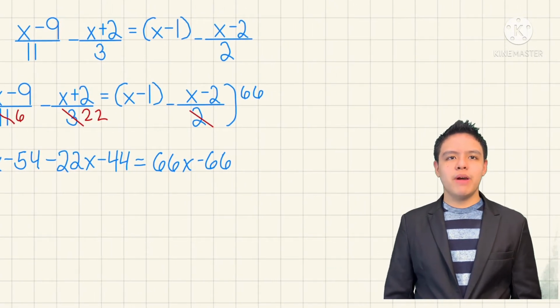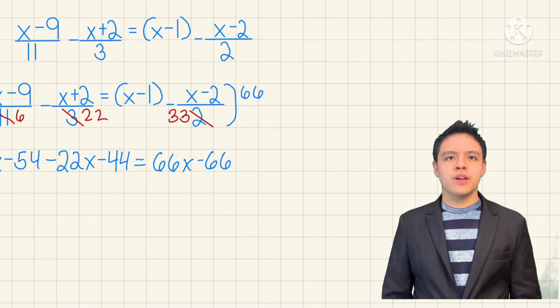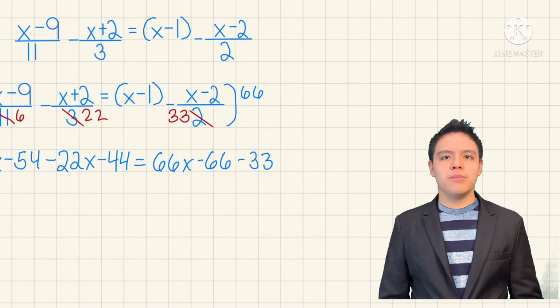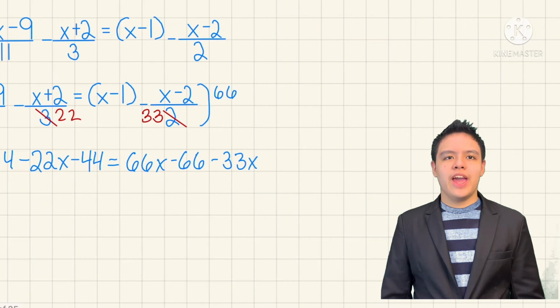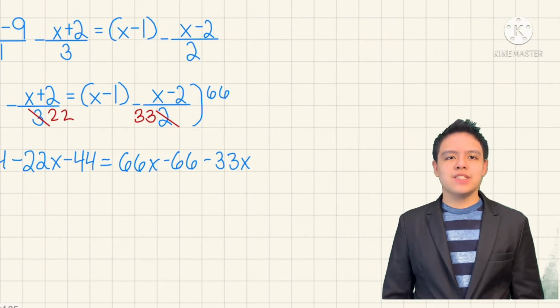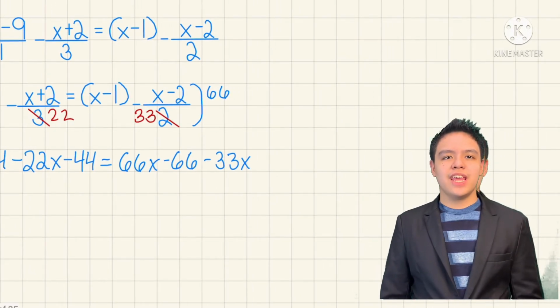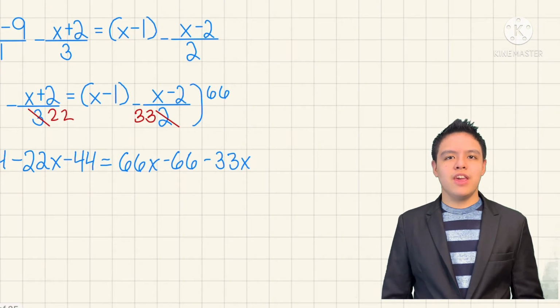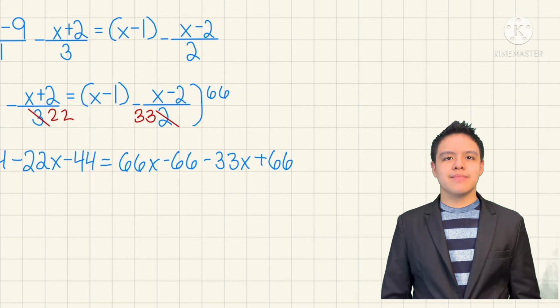66 divided by 2 is 33. 33 times x will be 33x. And also, because of the negative sign, answer is negative 33x. The same thing for negative 2. The answer will be 66.